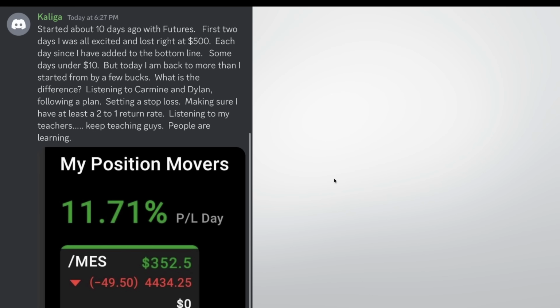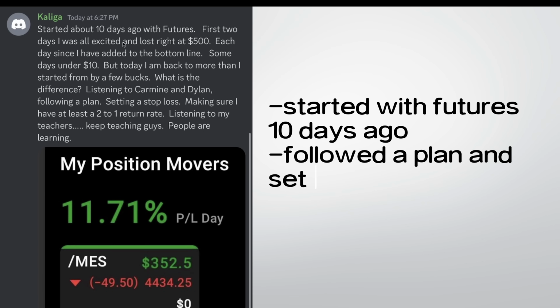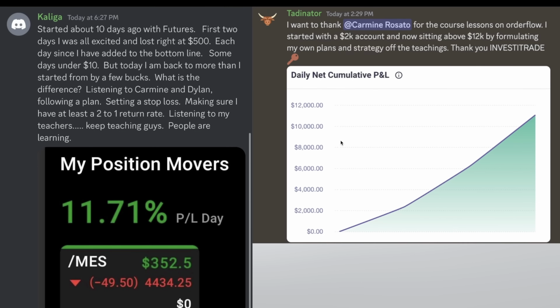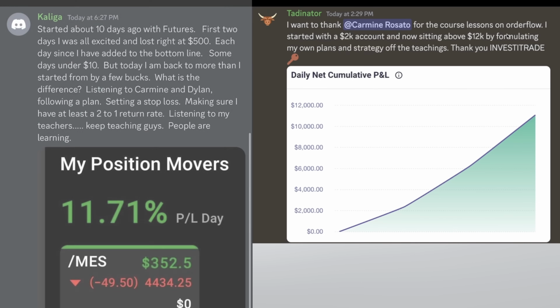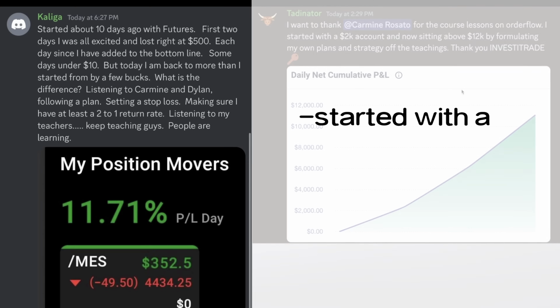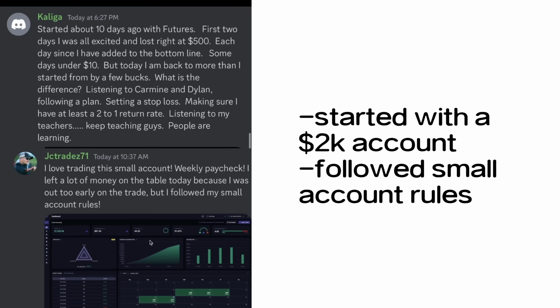For example, this member started with futures about 10 days ago. After listening to my advice, following a plan, setting a stop loss, and making sure his risk to reward is at least 2 to 1, he's able to get larger gains than losses, and that's how consistency will come. This member, thanks for the course of lessons on order flow, started with a $2,000 account, and is now sitting above 12K by formulating your own plans and strategy off of the teachings. Thank you, InvestiTrade. This member has a small account, I believe, with $2,000, and now it's sitting at a $1,900 profit with consistency following small account rules.